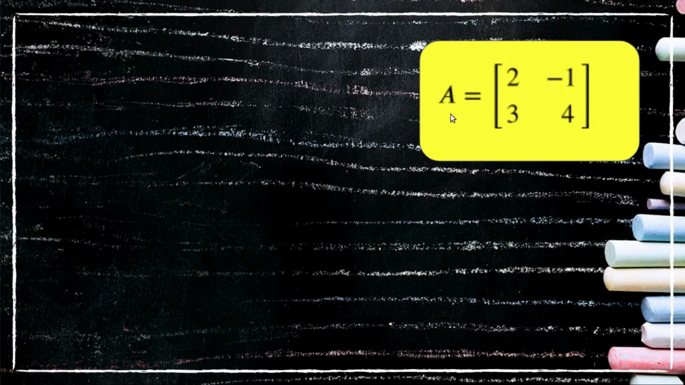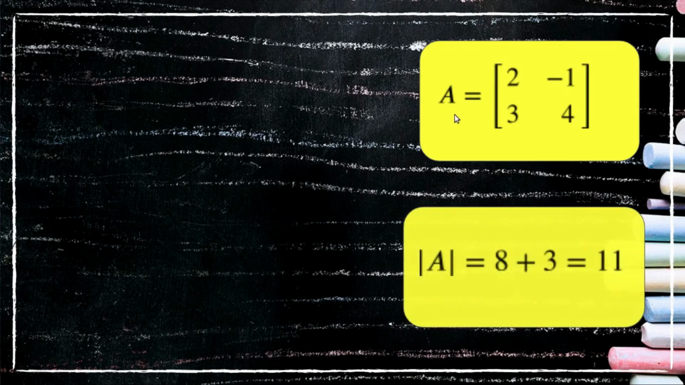First we have to find determinant of A. Determinant of A is 2 into 4, 8, minus 3 into minus 1 is minus 3. Minus into minus is plus. So 8 plus 3, which is equal to 11. This is not equal to 0. So A is non-singular. We can find A inverse. And we know that A inverse is 1 by determinant A into adjoint A. So first we have to find adjoint of A.